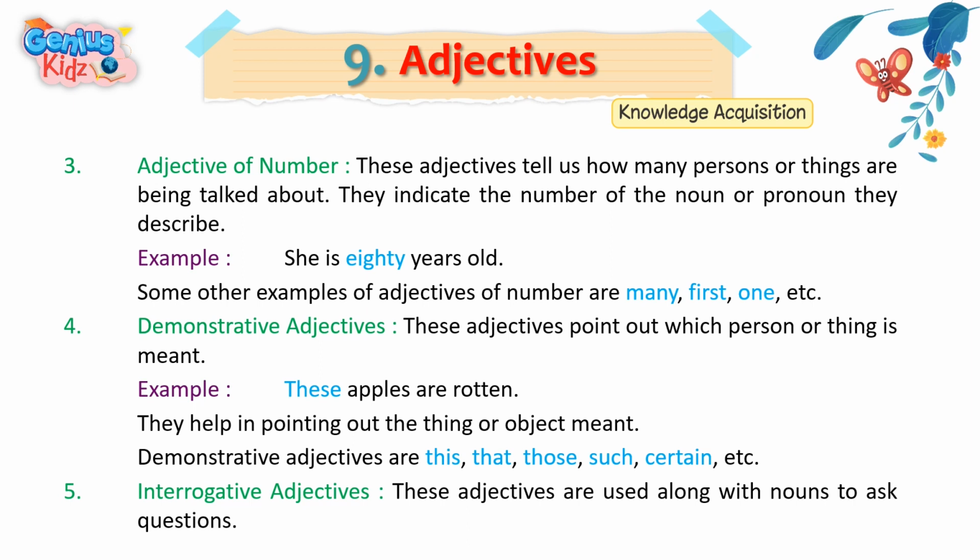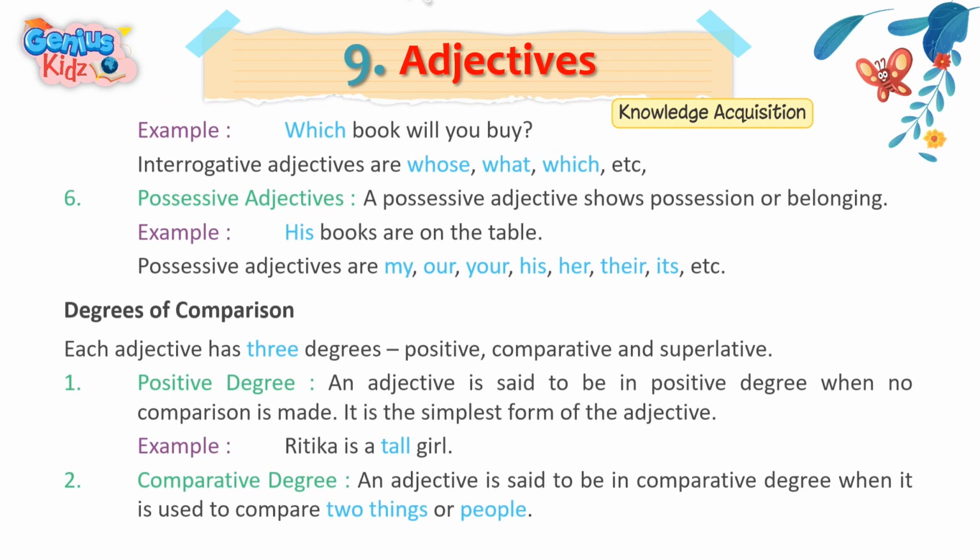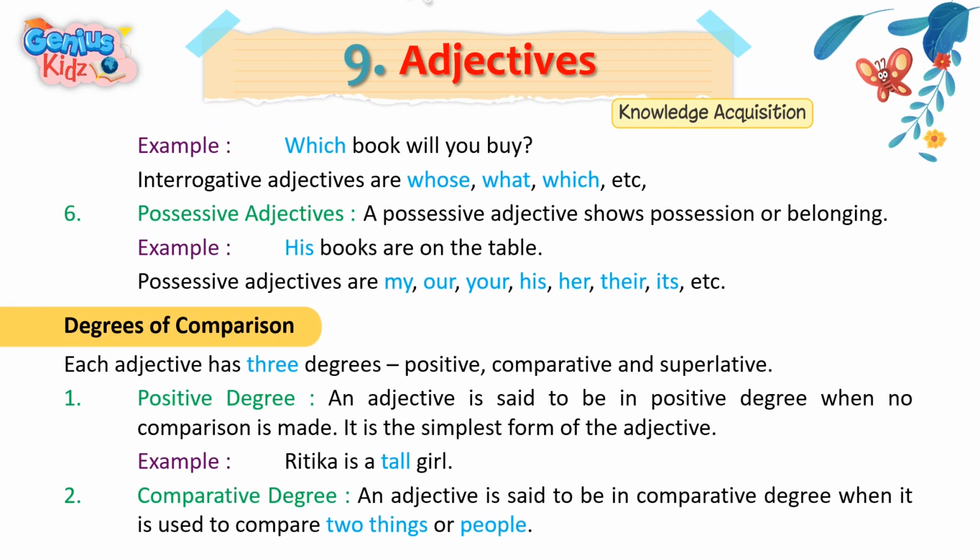5. Interrogative adjectives. These adjectives are used along with nouns to ask questions. Example: which book will you buy? Interrogative adjectives are whose, what, which, etc. 6. Possessive adjectives. A possessive adjective shows possession or belonging. Example: his books are on the table. Possessive adjectives are my, our, your, his, her, their, its, etc.